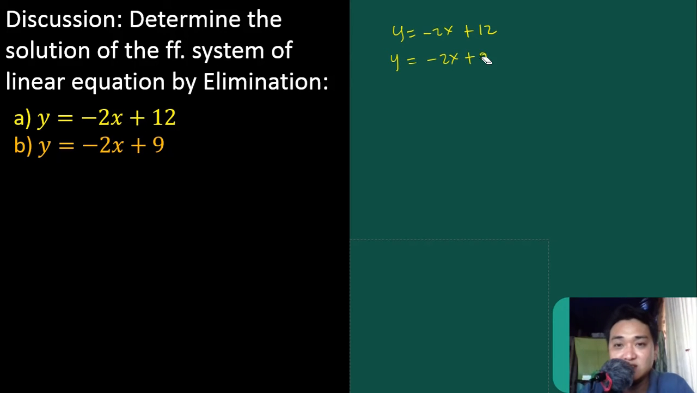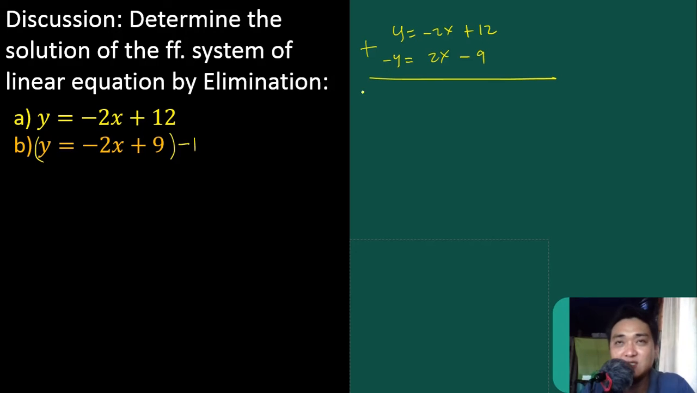But some learners or other people solving this prefer to multiply it immediately by negative 1. Whenever we multiply that by negative 1, negative y is equivalent to 2x minus 9. Then they proceed to addition. It's that simple. They multiply it by negative 1 and then proceed to addition. For what purpose? To cancel the y.